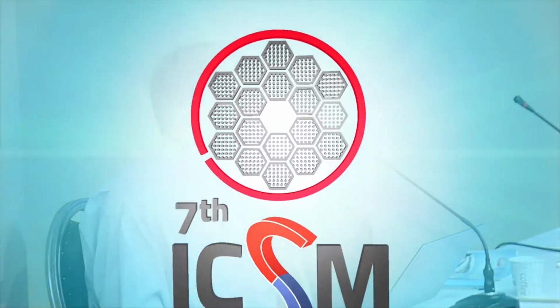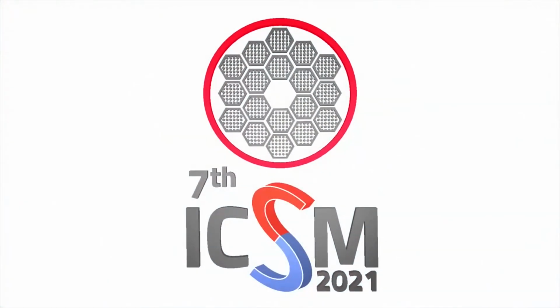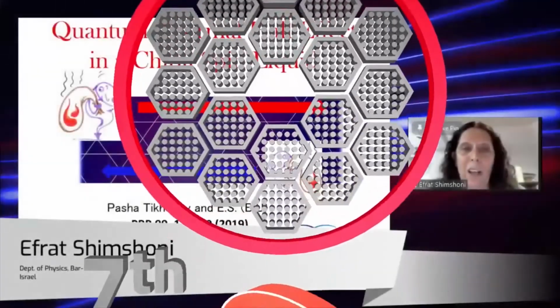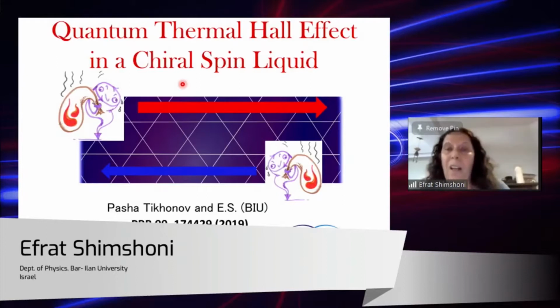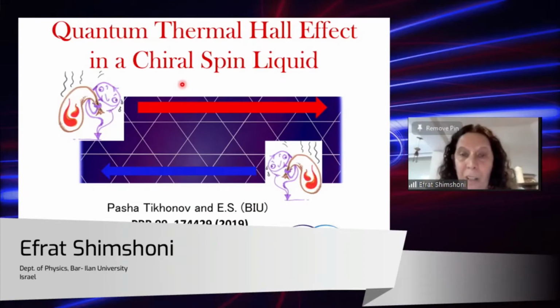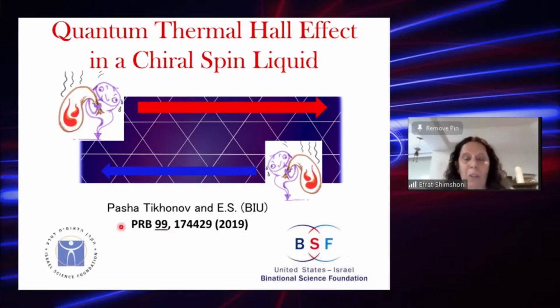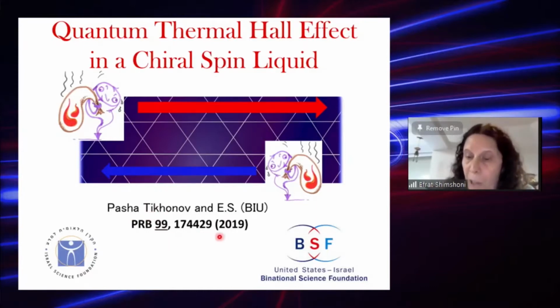Okay, so the story I'm going to tell you today is about a simple model for a system that is a charge insulator, but shows topological features in its thermal transport, and this is basically a model for a chiral spin liquid. The work is summarized in a paper with my graduate student Pasha Tikhonov, and here's a reference for the publication.